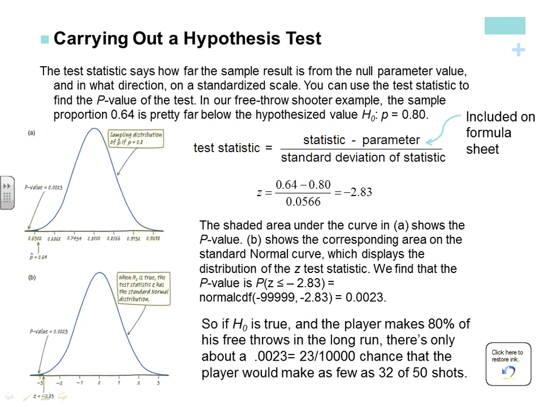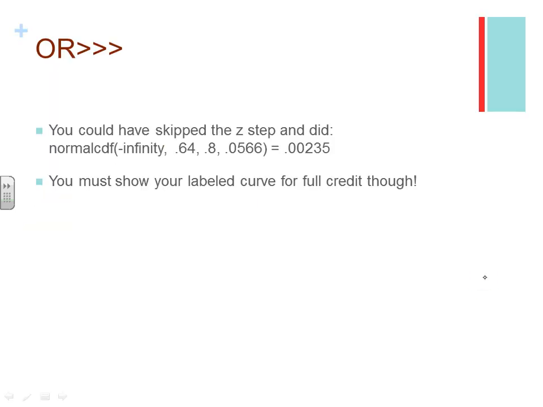So if the null is true and the player really does make 80% of his free throws, in the long run there's only about a 0.23% chance that the player would make as few as 32 out of 50 shots. So what does this mean? That's a really small chance, okay?